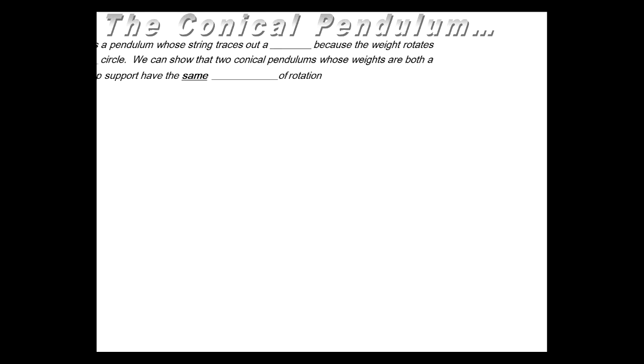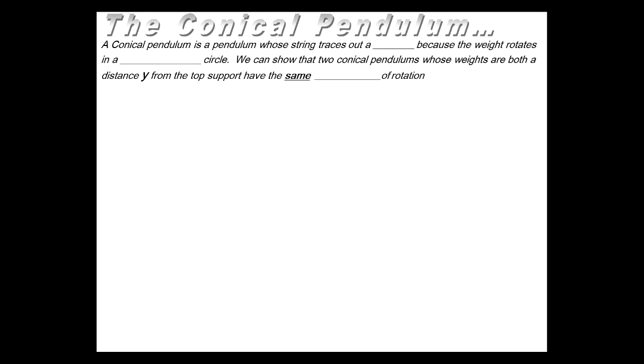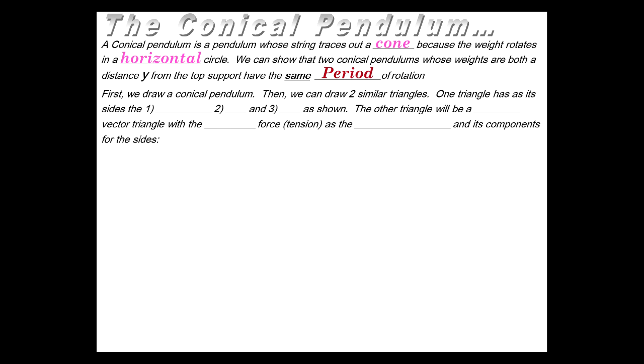Well, now that we have a basic understanding of circular motion and simple harmonic motion as in a pendulum, we can put a couple of these ideas together into what's known as the conical pendulum. It's simply a pendulum that has a string tracing out a cone because the weight rotates in a horizontal circle. And we can show that two conical pendulums, whose weights are both the same distance from the pivot point at the top, have the same period of rotation.